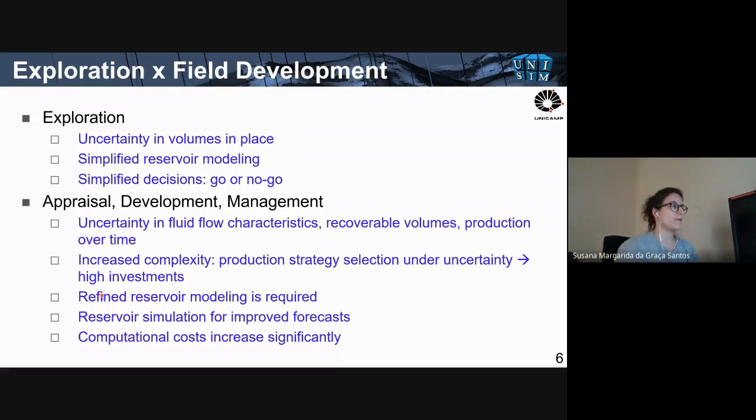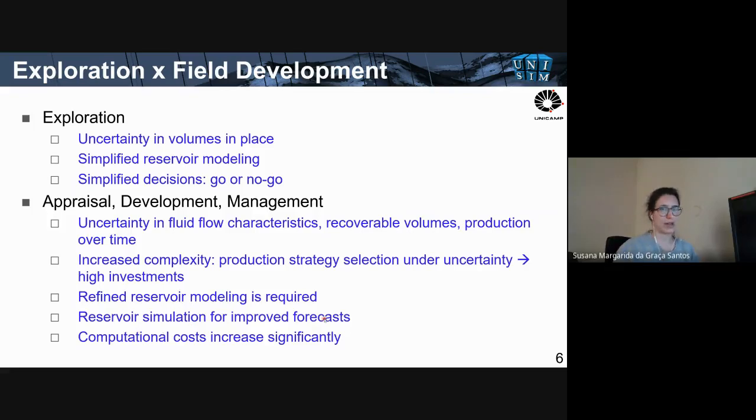So we need to use more refined and much more advanced reservoir modeling techniques, and this is where reservoir simulation comes in. We don't strictly need it, but it's highly recommended. There are other ways to obtain production forecasts, but reservoir simulation has the unique advantage of capturing the effects of the production strategy on the performance of a given reservoir scenario.